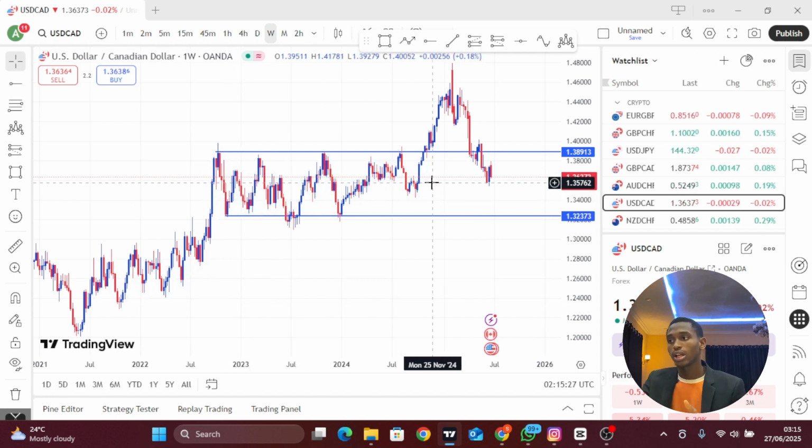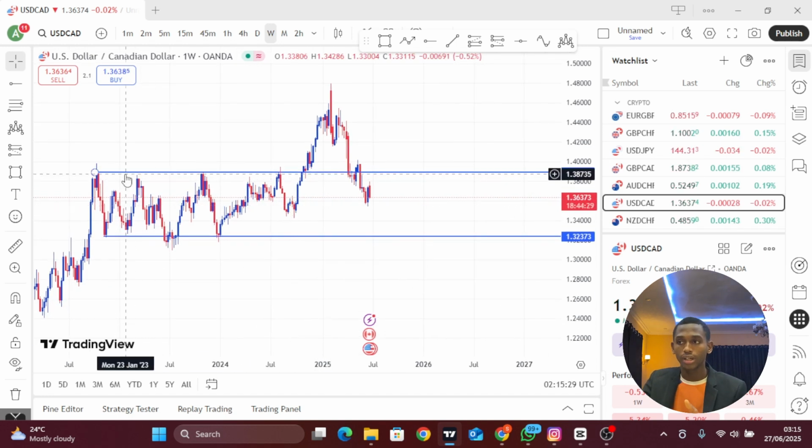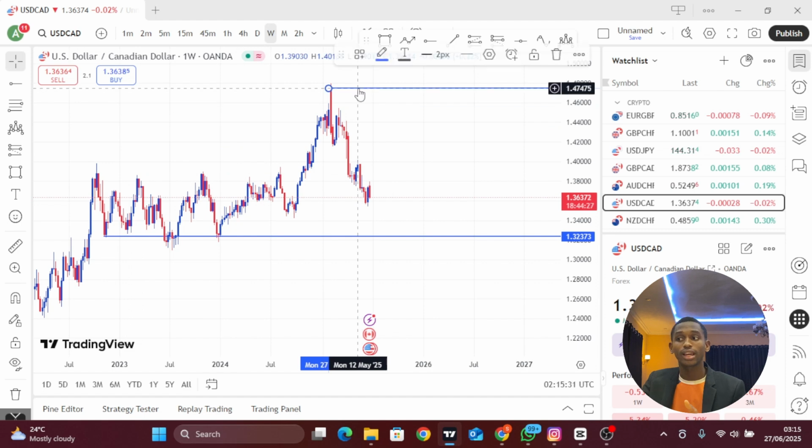So it consolidated again, but then again, where's the new break? The new break finally is right here. So if this is the higher high, where's the new higher low?